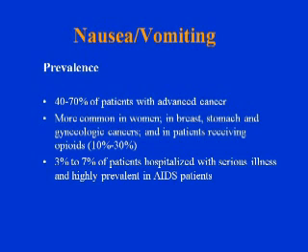In breast, stomach, and gynecologic cancer, it is usually more frequent, and in patients receiving opioids. As we know, one of the side effects of opioids is nausea/vomiting, although this is something that should be treatable fairly easily. 3 to 7% of patients hospitalized with serious illnesses, and highly prevalent in AIDS patients. So in cardiac patients, COPD, this is not a symptom that you see all the time, certainly not as much as in the cancer population or HIV/AIDS.